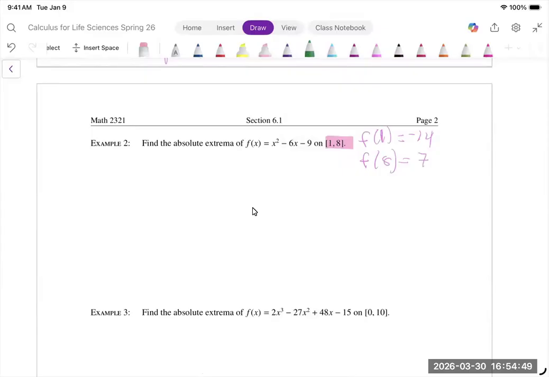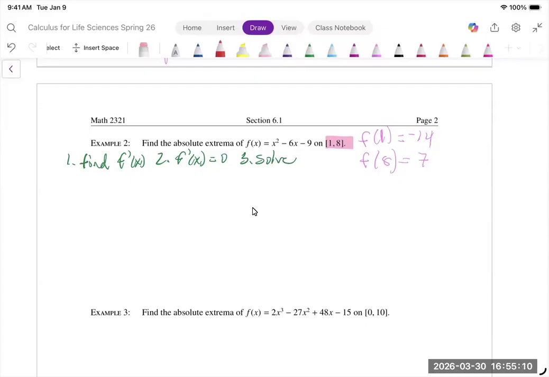So now we're going to do the first derivative test. I should remind you, remember: step 1, find f prime. Step 2, set f prime equal to 0. Step 3, solve for x, or the variable, whatever it is.